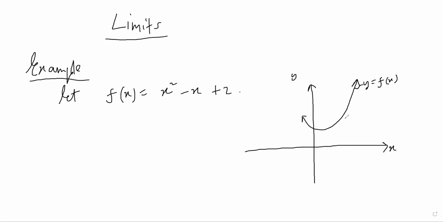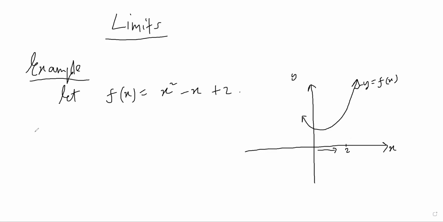And suppose that 2 is here. Suppose that I want to find the limit of the function when the x values approach 2 from the left. This arrow is showing our x values approaching the number 2 from the left. So suppose that's what I want to do.